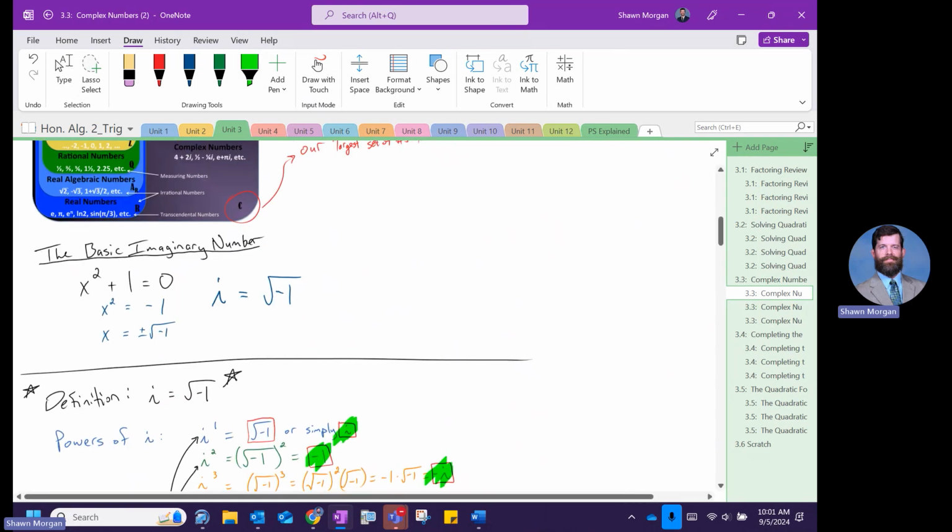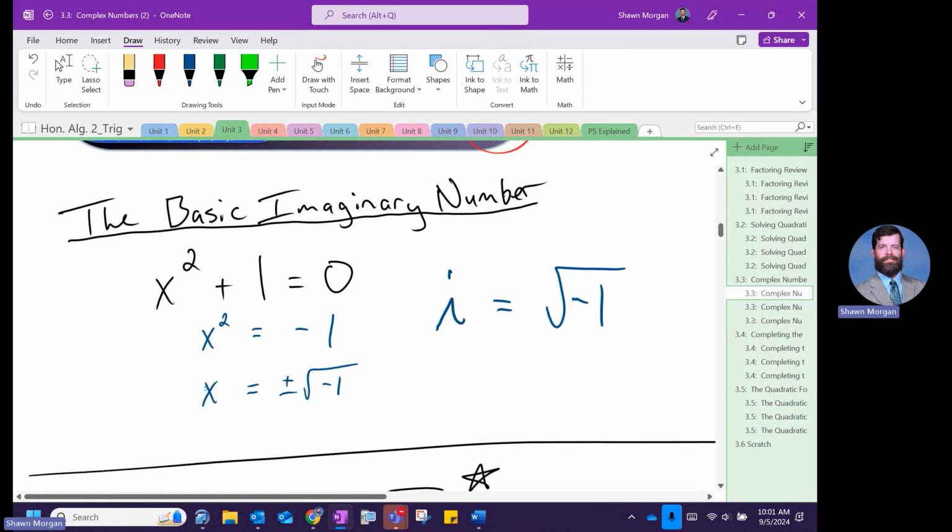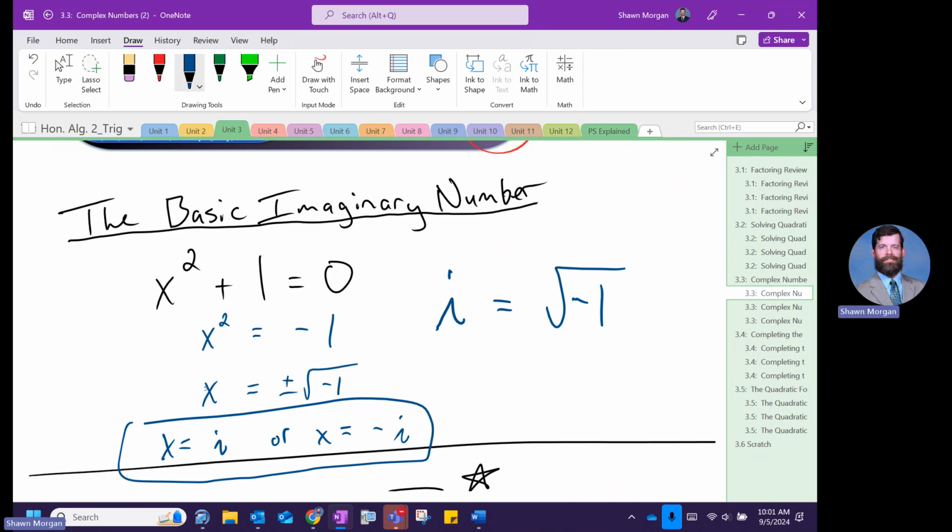So back to this one right here. What did we say? Our answer was x equals plus or minus i. That's where we would say our 2 answers were. So we would say x equals i or x equals negative i. And that would be how we would address a quadratic equation that looks like that.